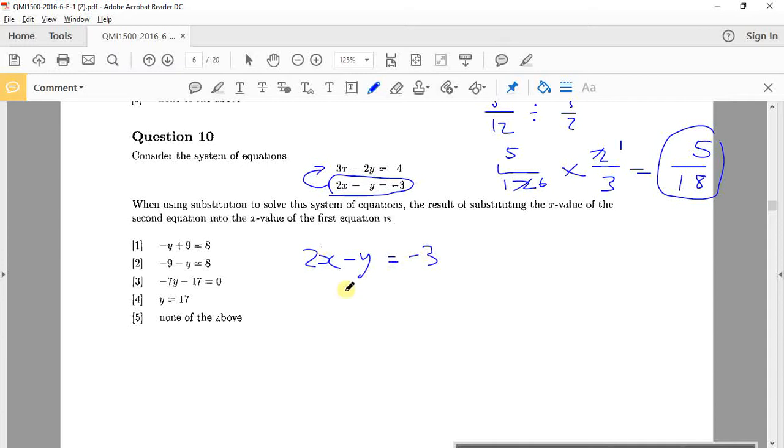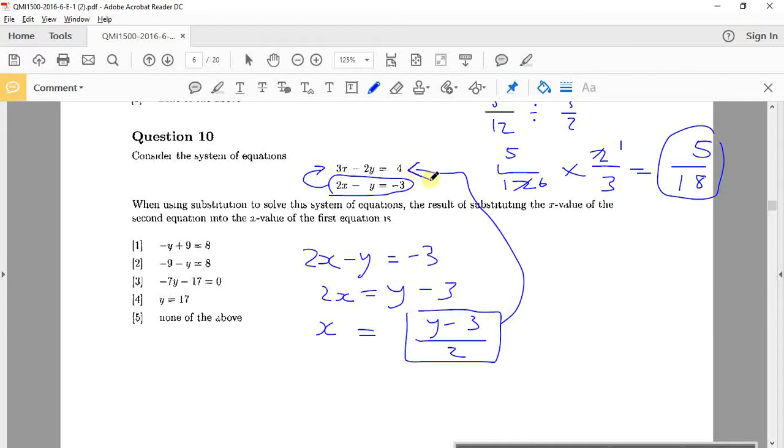Okay, I need to make x the subject. So 2x equals y minus 3. Does that make sense? Yeah. Okay, then divide everything by 2. So x equals (y minus 3) divided by 2. Right, now they're saying take that and put that into equation 1. Does that make sense? Yeah. Okay, so let's do that.